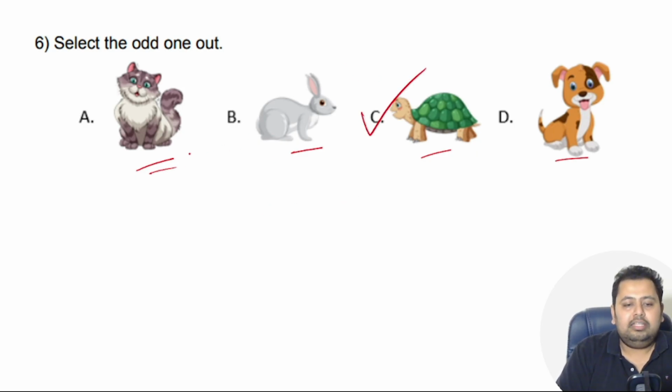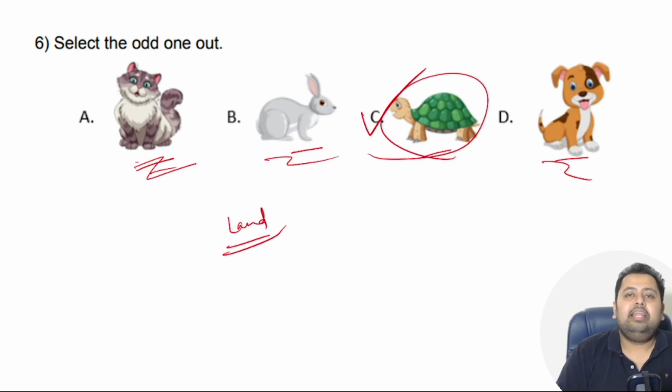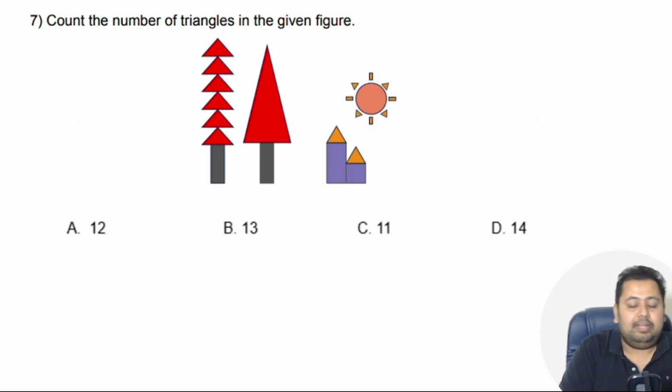Why? All the 3 animals that you see in options A, B, and D, that is a cat, rabbit, and a dog, they all live on land, right? But a tortoise can live on both land and in water as well. So option C is the correct answer. Hope you got this correct. And if you did, give yourself a star, and we move to question number 7.